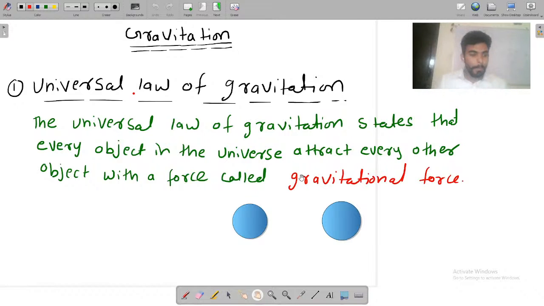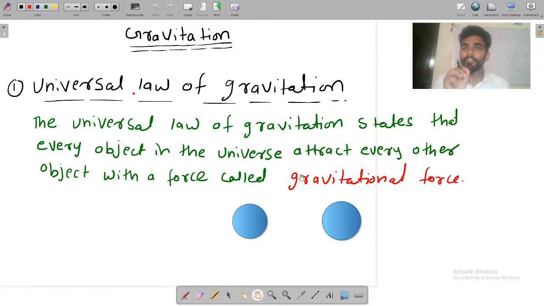But in the case of our Earth, Earth is a huge body that has a huge amount of mass. That's why Earth can attract this duster, because the magnitude of force in that case is very high. Okay, no issue. So we will now discuss the universal law of gravitation.